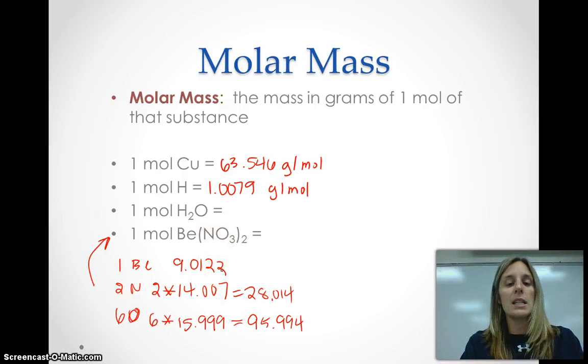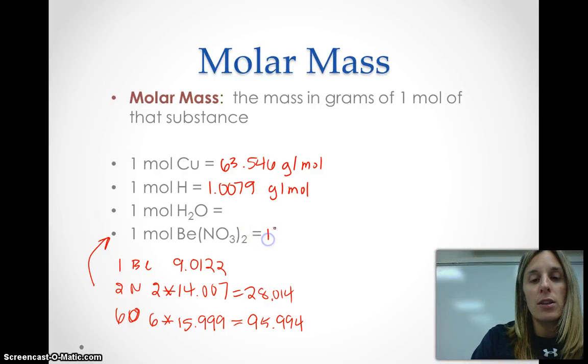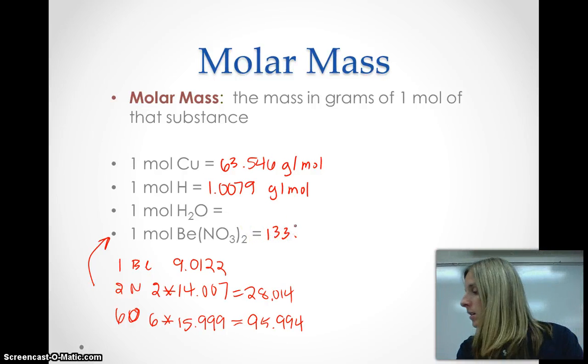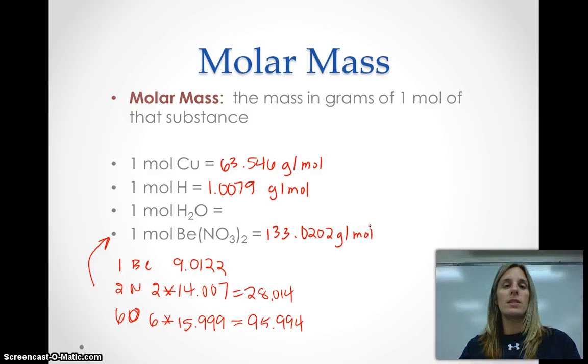To get the molar mass for Be(NO3)2, I'm going to add these 3 masses together. So I'd add 9.0122 plus 28.014 plus 95.994. When I enter that into my calculator, I get a total mass of 133.0202 grams per mole. Now, one thing you'll notice, I'm not rounding any of these numbers. When you're getting molar mass from the periodic table, you do not round. You just take all the numbers that you get on your calculator. So it's way easier than having to remember sig figs.